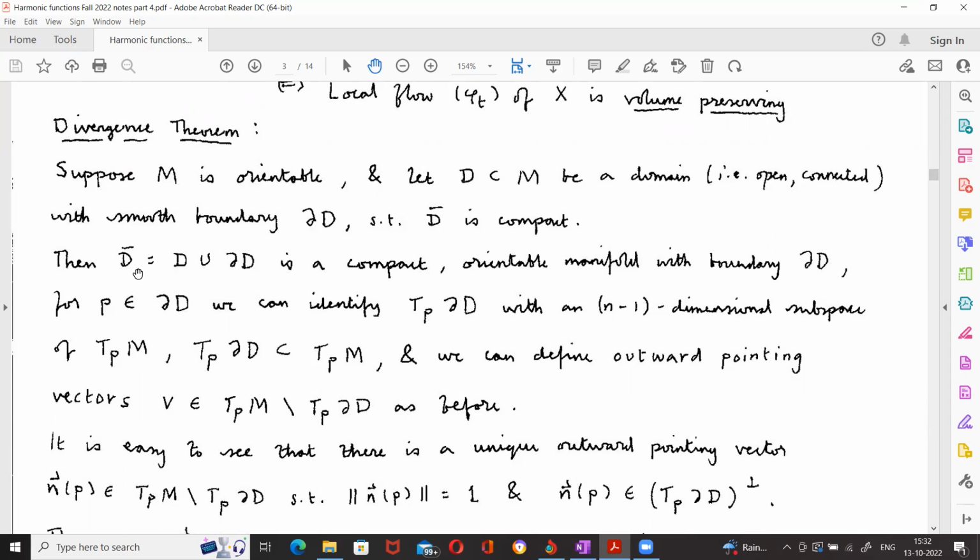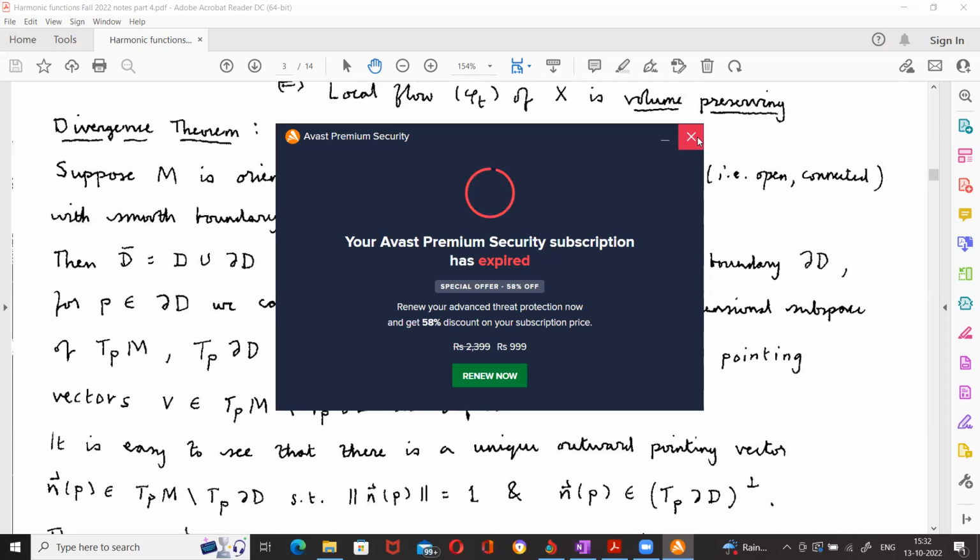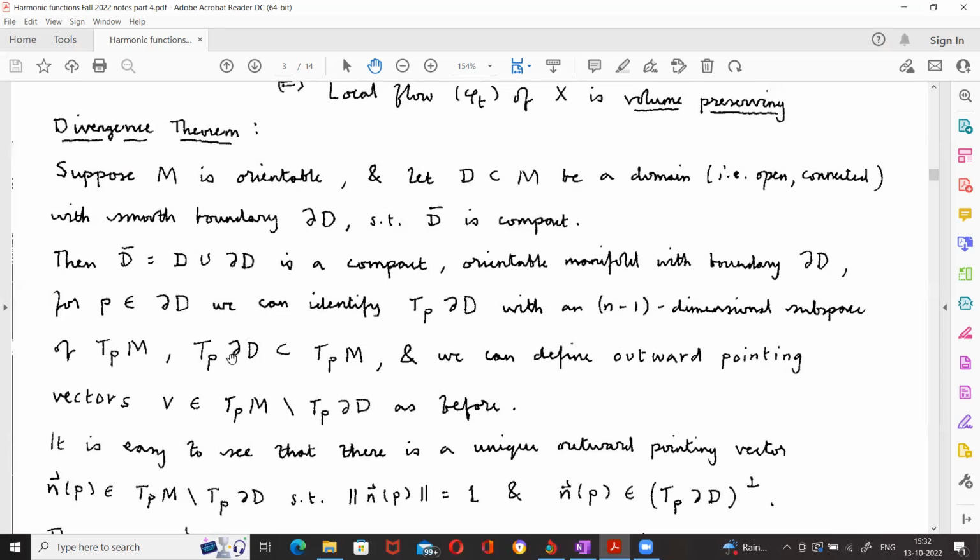So then D closure, that's D union boundary D, is a compact orientable manifold with boundary del D. And so for any point P in del D, we can identify the tangent space to the boundary with an n-1 dimensional subspace of T_P M. And as before, we can define outward pointing vectors V in T_P M minus T_P boundary D. It's a manifold with boundary. Remember, we defined what were outward pointing vectors.